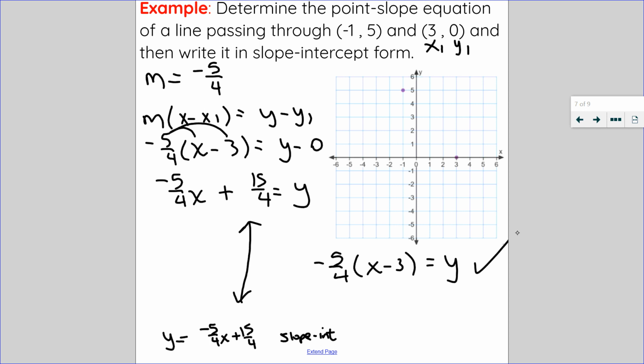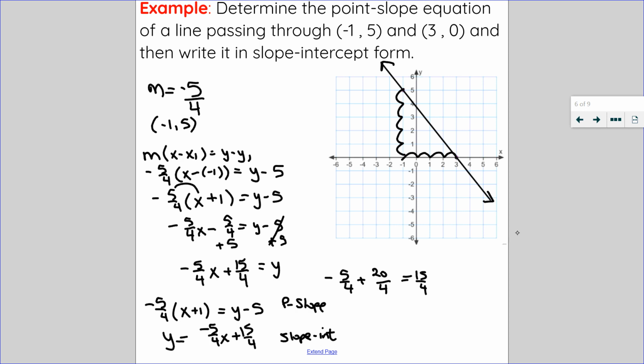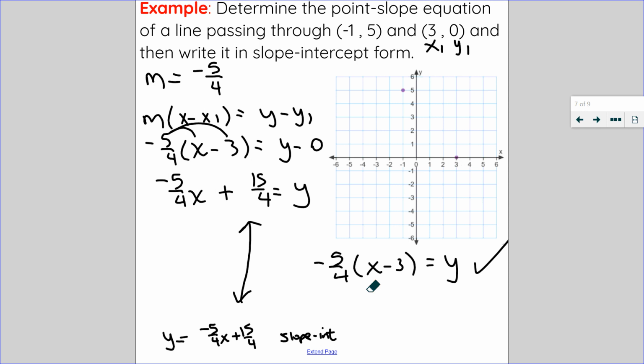That would be correct. And this one that I got before would also be correct. So it does not matter which point you use. Now that being said, I think using this point here would be a lot easier. So anytime the x or the y value would be 0, I would choose that as my point for point slope form because it makes it a lot easier.